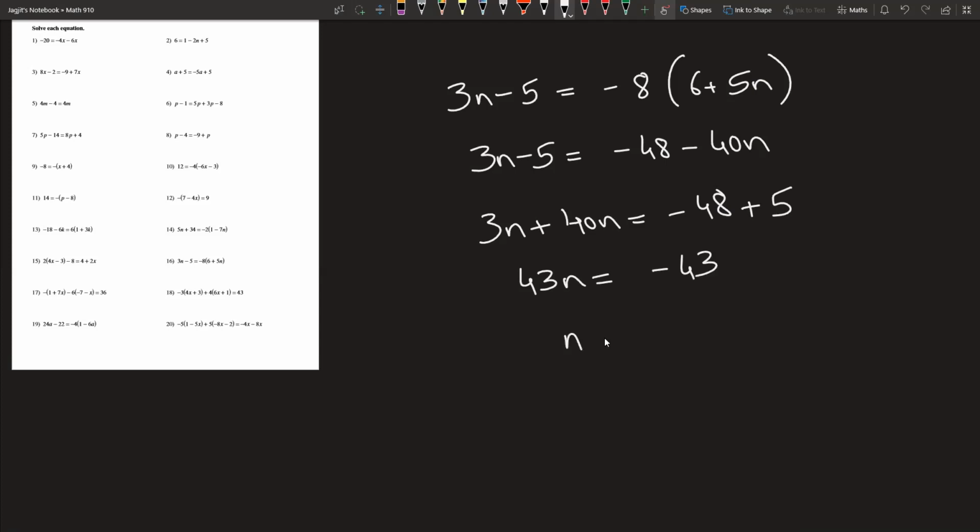Now you divide both sides by 43. In other words, you cross multiply, this 43 lands at the bottom. And that is just going to be negative 1. Okay, did you guys get that?